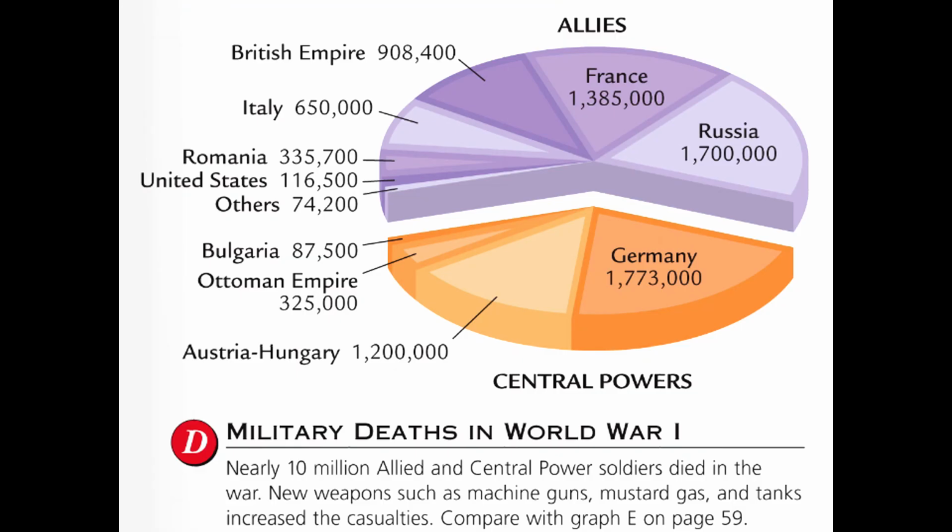Military deaths in World War I. Nearly 10 million Allied and Central Powers soldiers died in the war. New weapons such as machine guns, mustard gas, and tanks greatly increased the casualties.